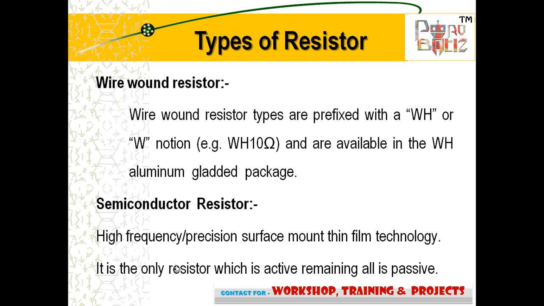Now here is the wire bond resistor. Wire bond resistor types are prefixed with WS or W. Example: WS 10 ohms, available in a WS aluminum housed package. Now this one is the semiconductor resistor. It uses high frequency and precision surface mounting film technology. It is the only resistor which is active; the remaining are all passive.